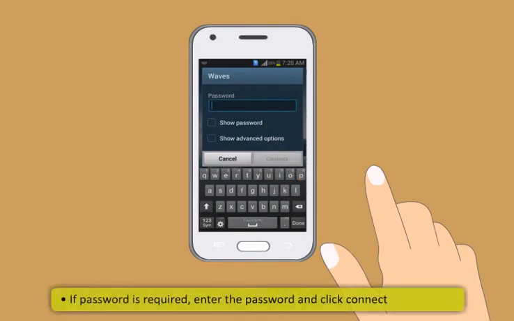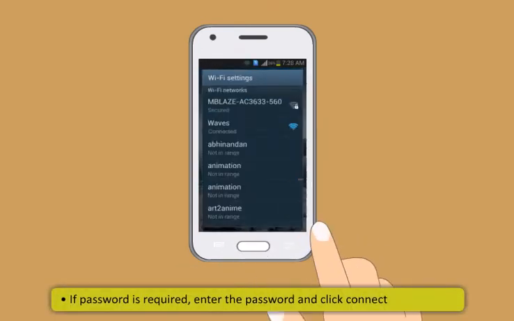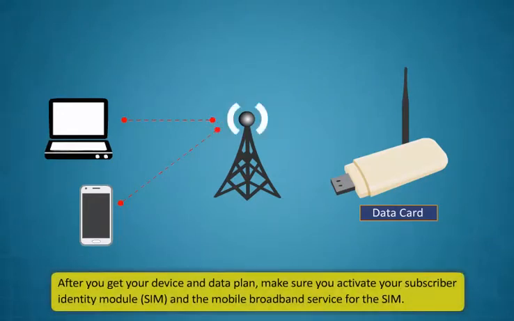First, turn on your Wi-Fi option by clicking the Wi-Fi button in the notifications menu. Now, you will be shown a list of available internet networks. If you have already saved a Wi-Fi network, then it will automatically connect. Otherwise, you may have to select the Wi-Fi network that you want to connect to. If password is required, enter the password and click Connect.